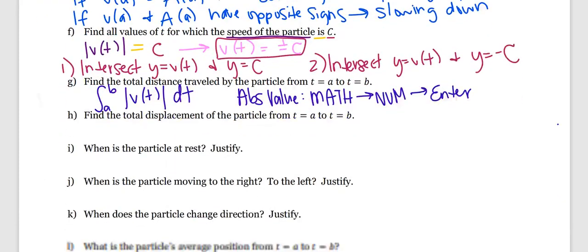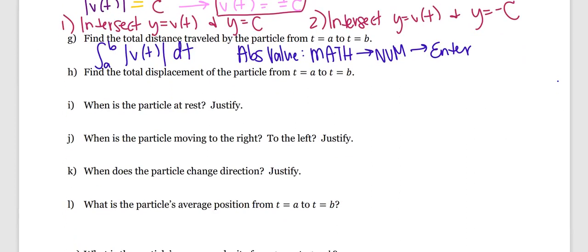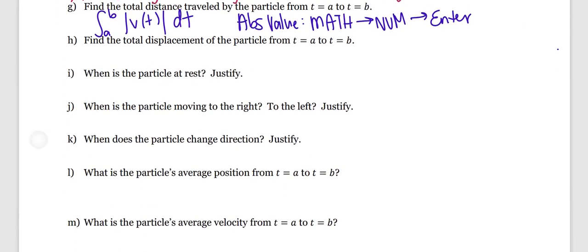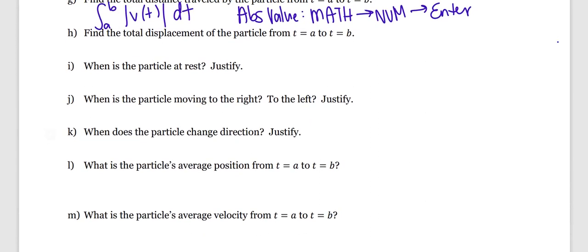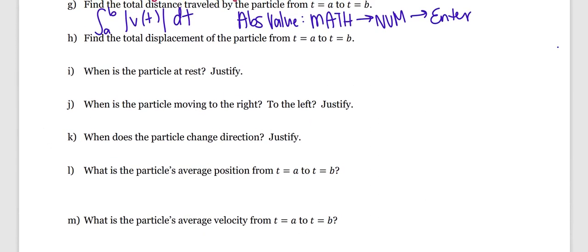Now let's compare that to part H. Part H says find the total displacement of the particle from time t equals a to time t equals b. Let's talk about the differences there. If I travel to the right for a mile and then I come straight back and travel to the left for a mile, my total distance is 2 miles, but my total displacement is 0 because I landed where I started.